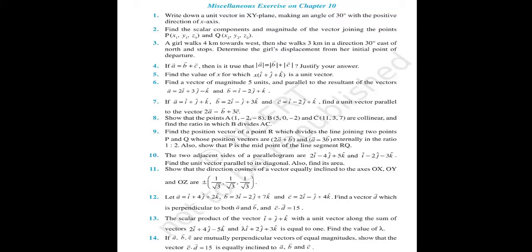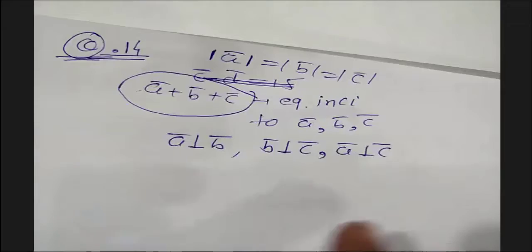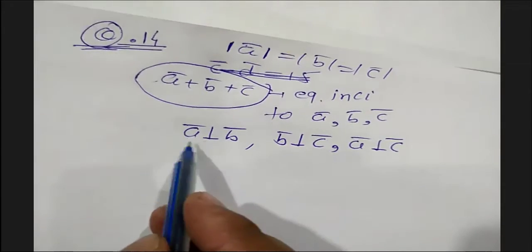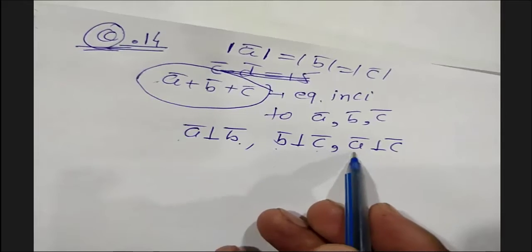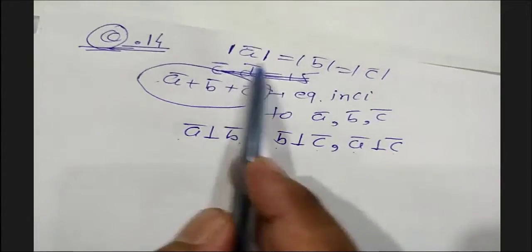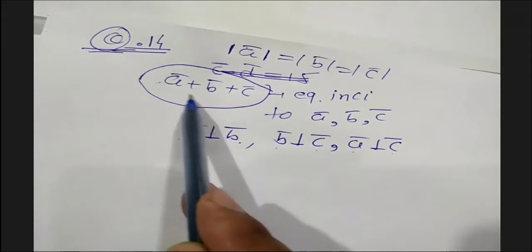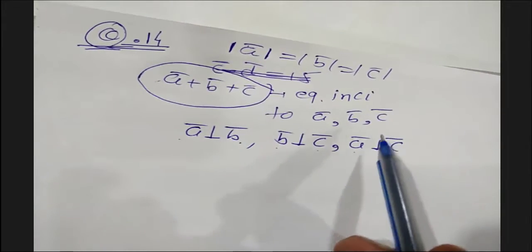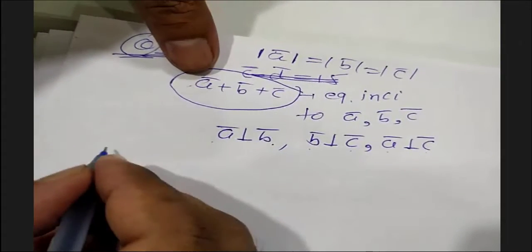A, B, C have equal magnitude, and it is also said they are mutually perpendicular, meaning A bar is perpendicular to B bar, B bar is perpendicular to C bar, and A bar is perpendicular to C bar. So in place of the original statement, the vector A bar plus B bar plus C bar is equally inclined; there is a correction. They are perpendicular and their magnitudes must be equal, so that A bar plus B bar plus C bar is equally inclined to A bar, B bar, C bar. Easy task.